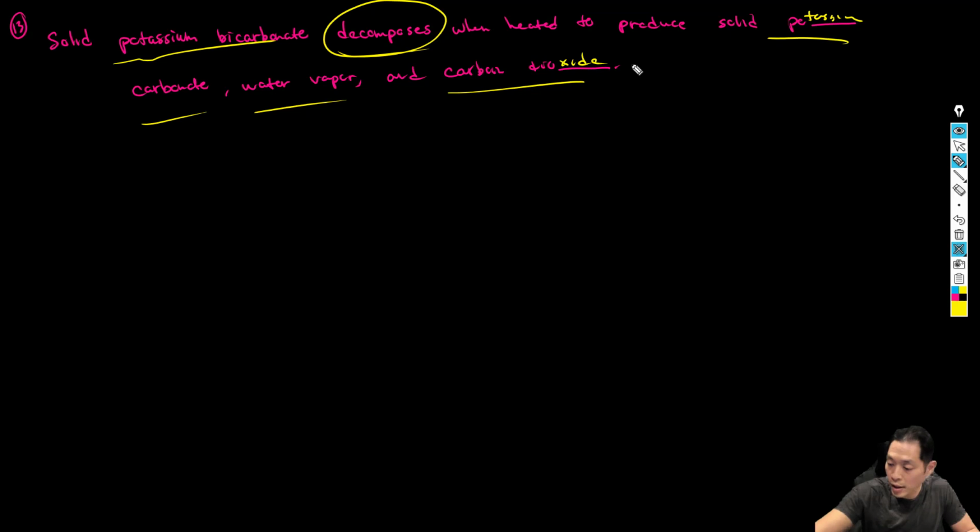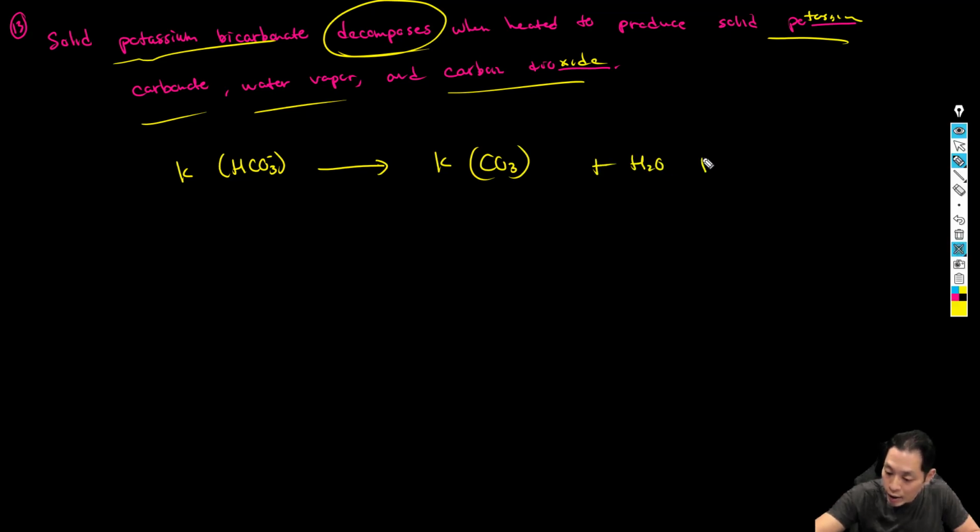Okay, so I'm going to write that out. Potassium bicarbonate, HCO3 minus. There we go. Yields potassium carbonate, CO3, and then you have water and carbon dioxide, CO2. There we go. Make sure that it's balanced. This one is minus plus, so it's good.